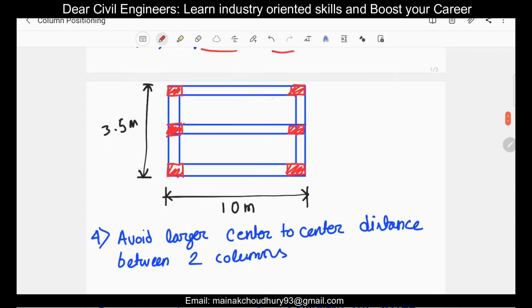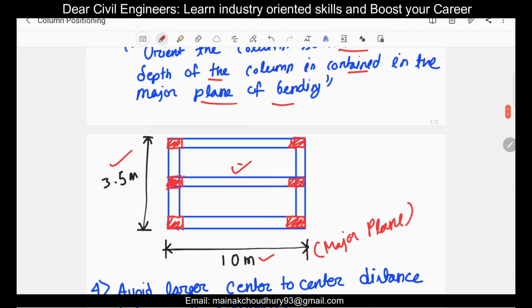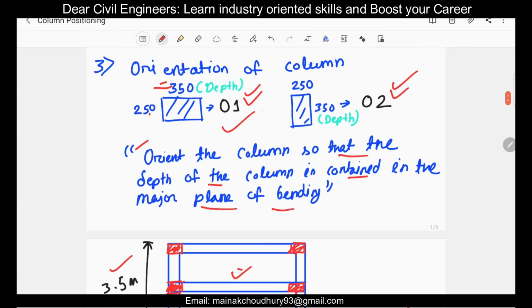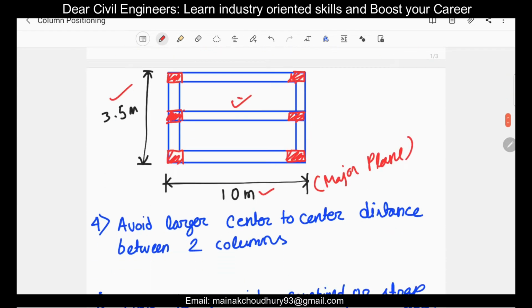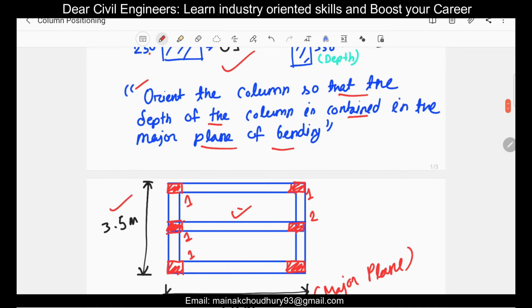Suppose this is a beam column plan. The blue lines are the beams and the red is the column. So this distance is 3.5 meters and this is 10 meters. So this 10 meter direction is the major plane of bending because it has a larger distance. So if we place the columns in orientation 1, then it will be along the major plane of bending, as it is done here. So every orientation here is 1, that is, along the major plane of bending.